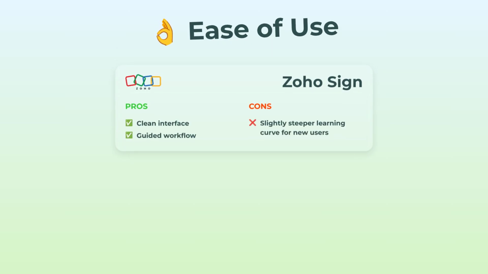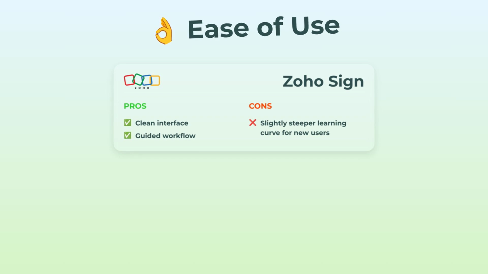Next up, ease of use. If you've ever stared blankly at an onboarding screen, you know how valuable a clean interface is. Zoho Sign gives you a guided workflow, and honestly, the interface is pretty nice. But just a heads up, it's got a slightly steeper learning curve if you're totally new.